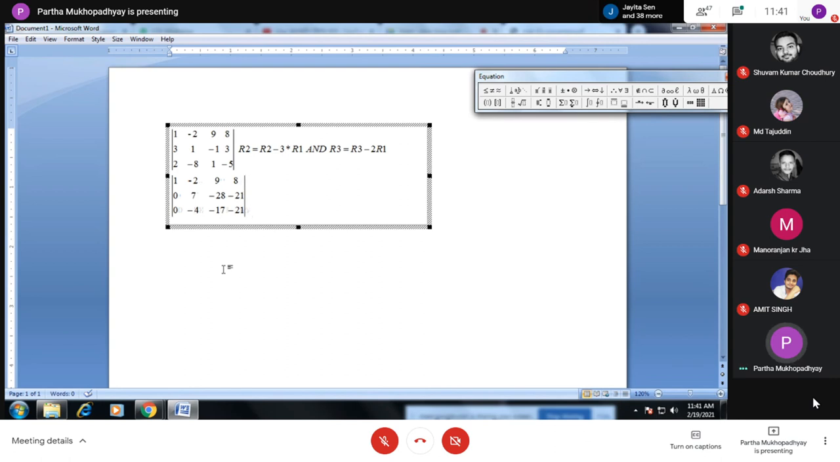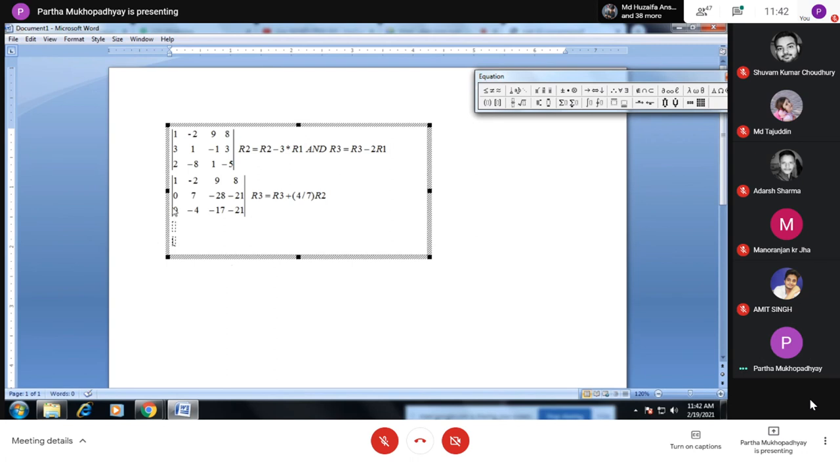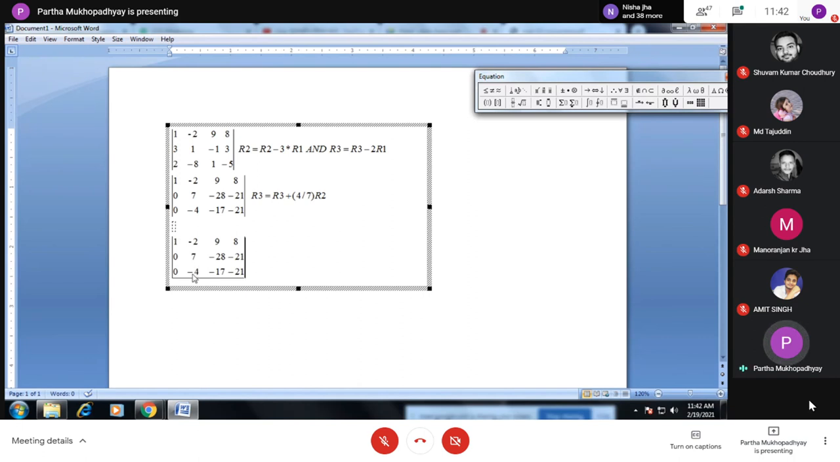And I told you not to use the first row. So it will be R3 is equal to R3 plus, if I multiply the second row with 4 by 7. Okay, 4 by 7. So that will be 4 and plus, it will make it 0. Is that okay? Everybody is sure. So this will be 0. 4 by 7 means 7 fours are minus 16, minus 16, minus 33, that is minus 17. And this should be 4 by 7, 7, 3 is 21, minus 12 and plus, minus 21. So minus 33.